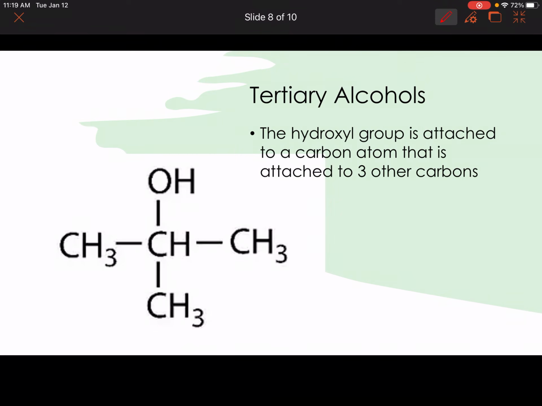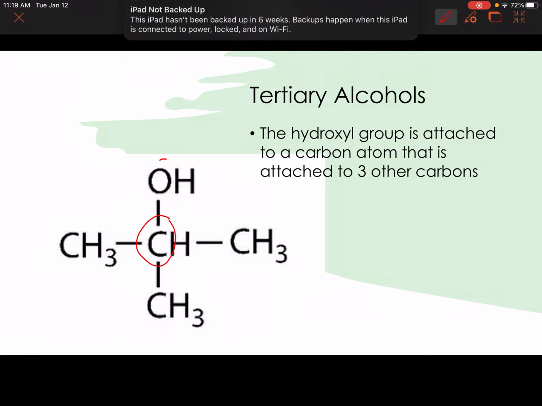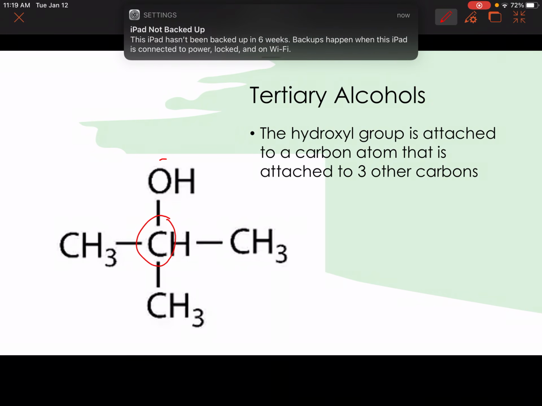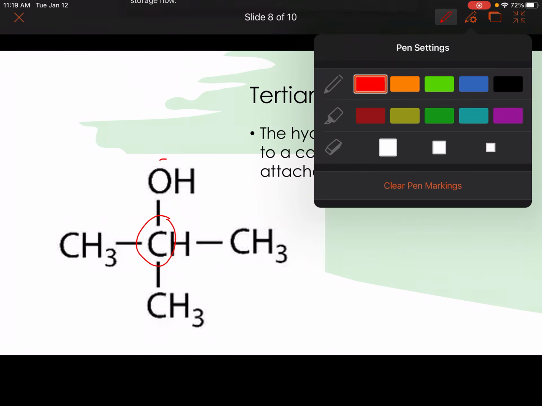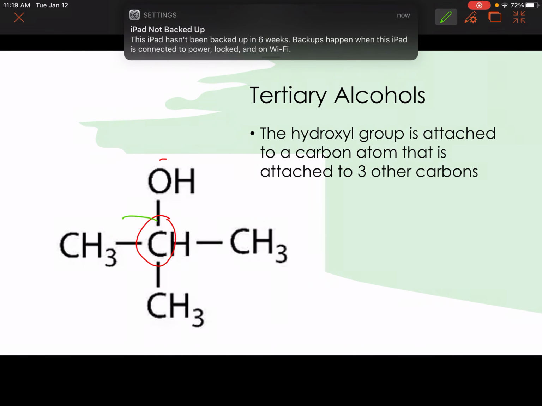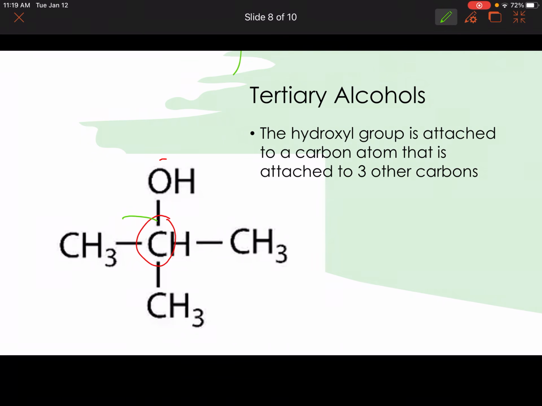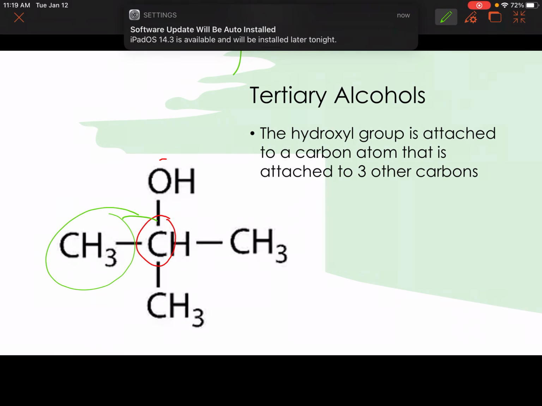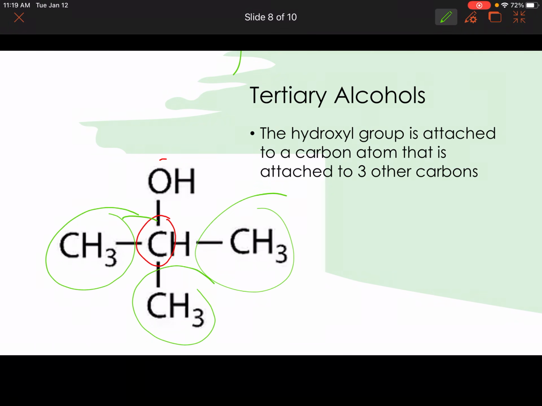and then we look at a tertiary, and then we look at that hydroxyl group is attached to this carbon. And this carbon is attached to 1, 2, 3 other carbons, and this is where we get our tertiary alcohol here. Okay, so it's attached to 3 other carbons.